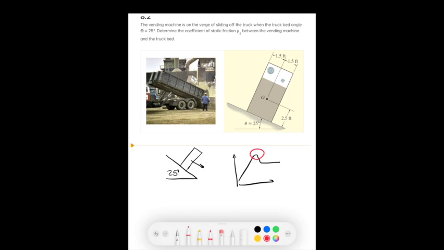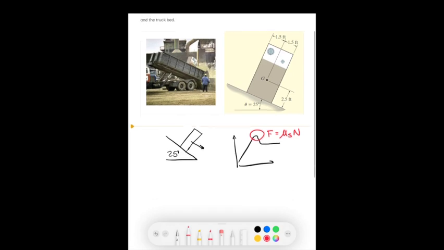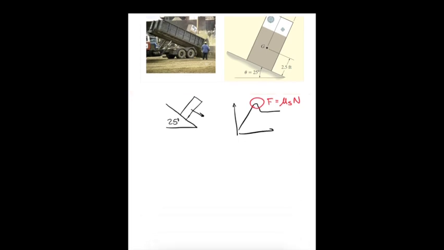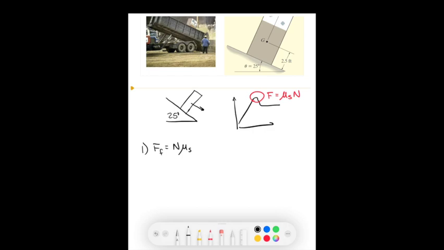It says it's on the verge of sliding, so that means that we can assume that F is equal to the normal force times the static coefficient. If the angle increases any more, the vending machine will start to slide as the forces are too strong for the friction force. Okay, so how do we do that? Well, again, we know in this case that the friction force is going to be equal to the normal force times that static friction coefficient. And what we're asked to solve for is, what is that value?